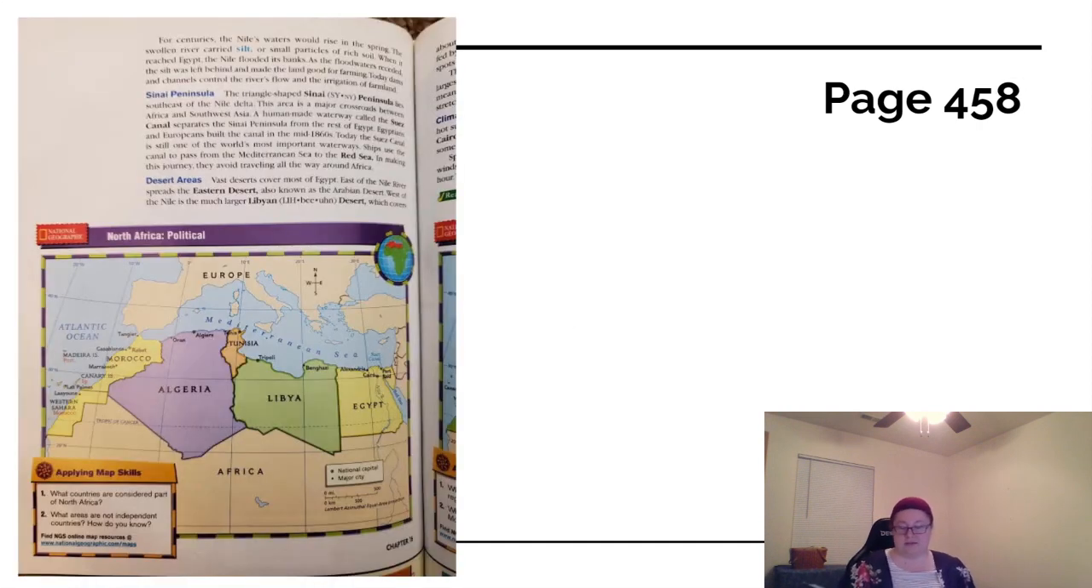For centuries, the Nile's waters would rise in the spring. The swollen river carried silt, or small particles of rich soil. When it reached Egypt, the Nile flooded its banks. As the flood waters receded, the silt was left behind and made the land good for farming. Today, dams and channels control the river's flow and the irrigation of farmland.